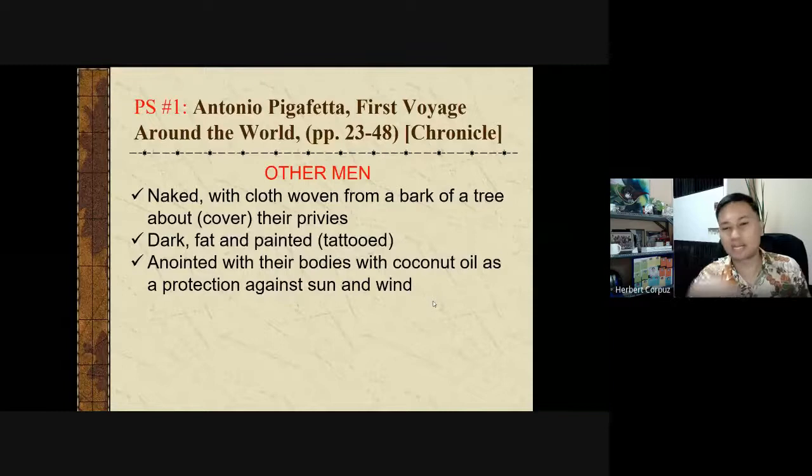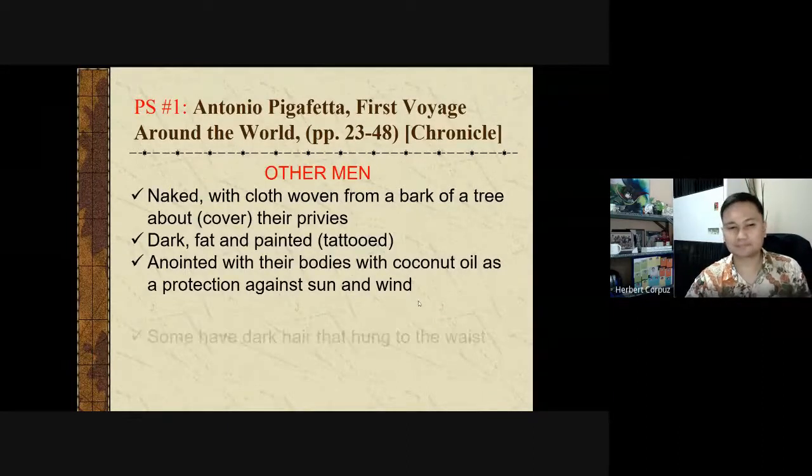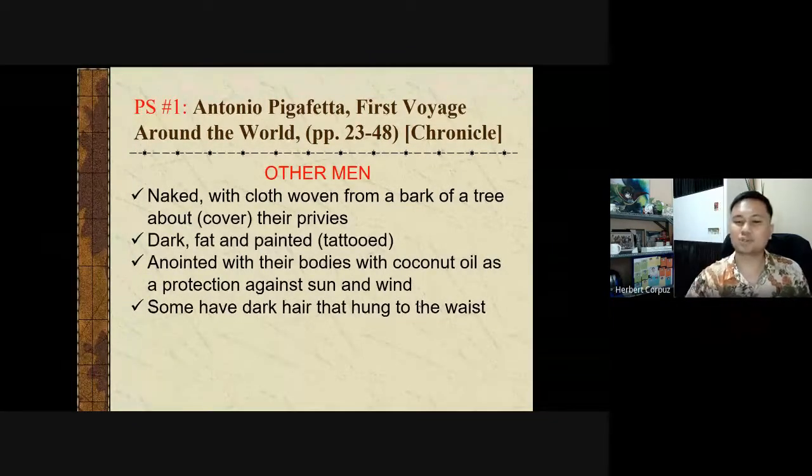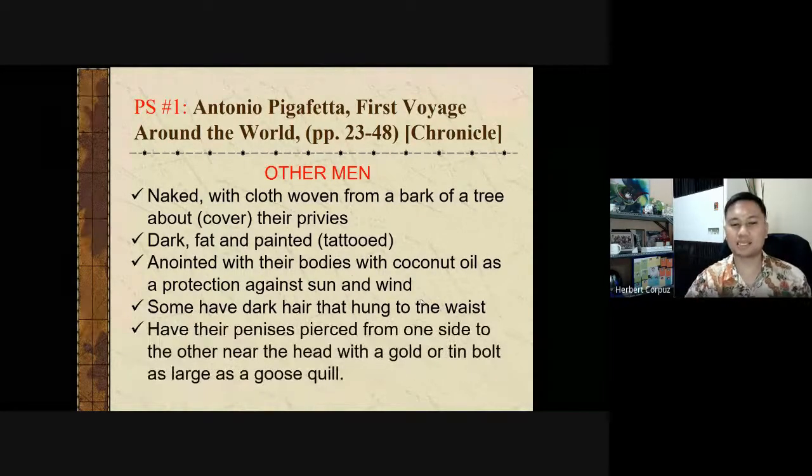Okay. Mas mura kasi yan ng coconut oil. Tsaka maraming, don't you know that the Philippines is the top producer of coconut in the world? Kaya yan, marami tayong mga product related to coconut. Some have dark hair that hangs to the waist, so mahaba din. Okay, hang to the waist, sobrang haba ng buhok ng mga kalalakihan noon.